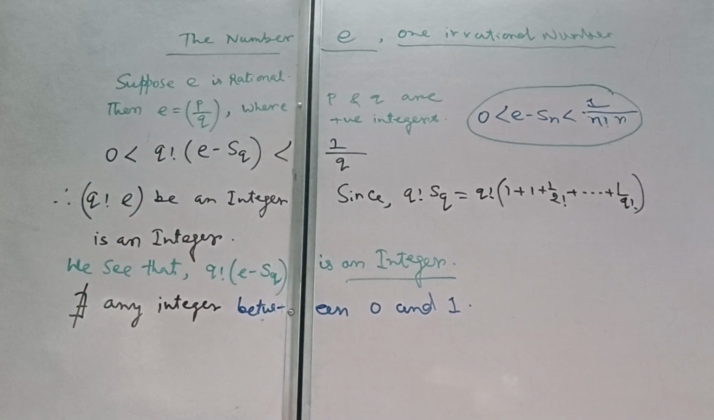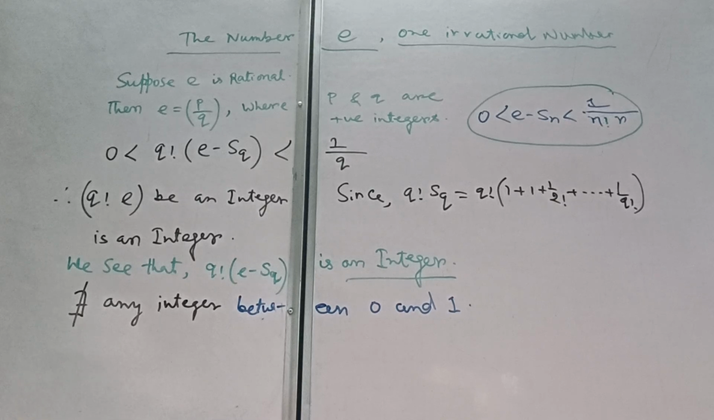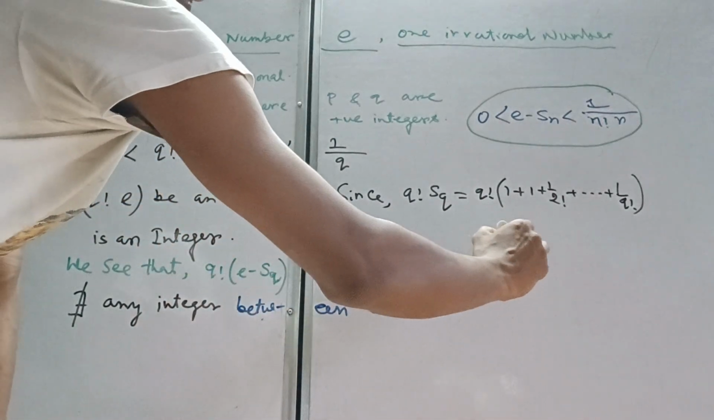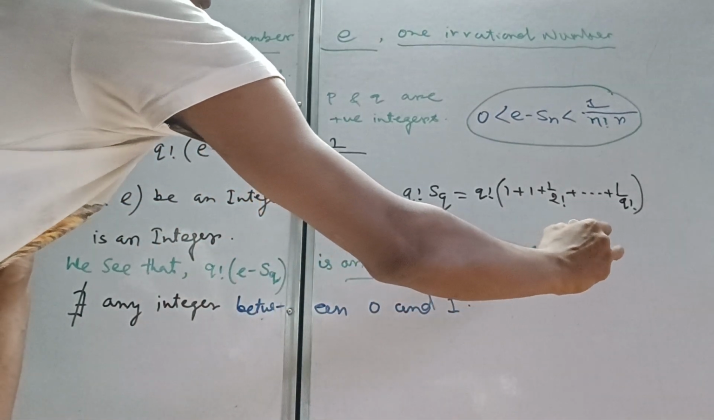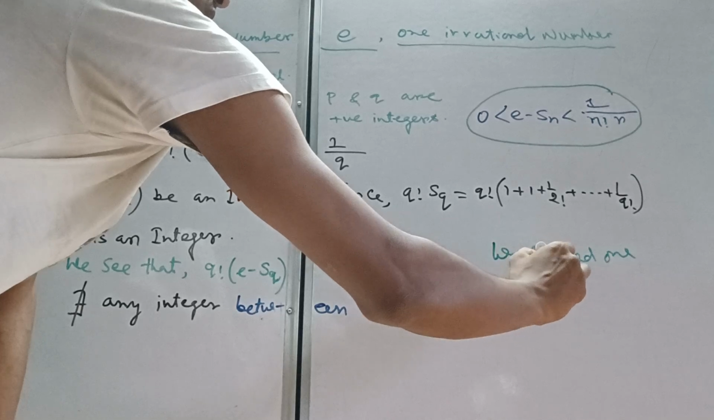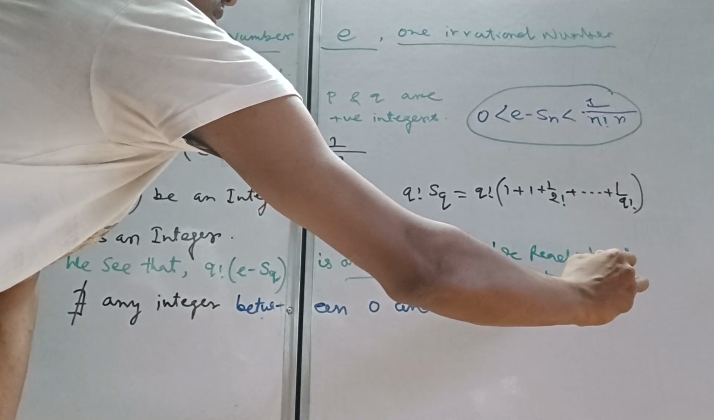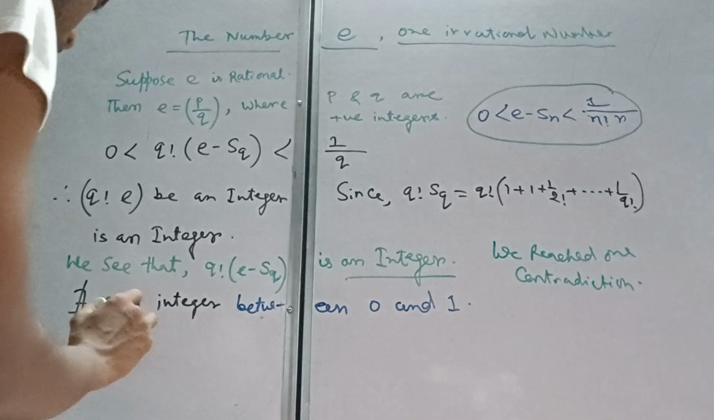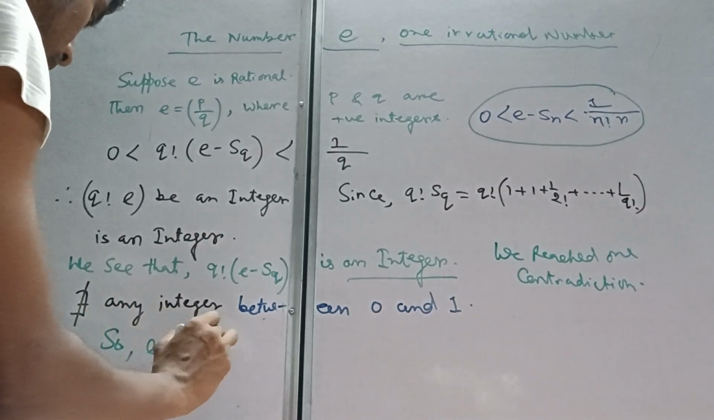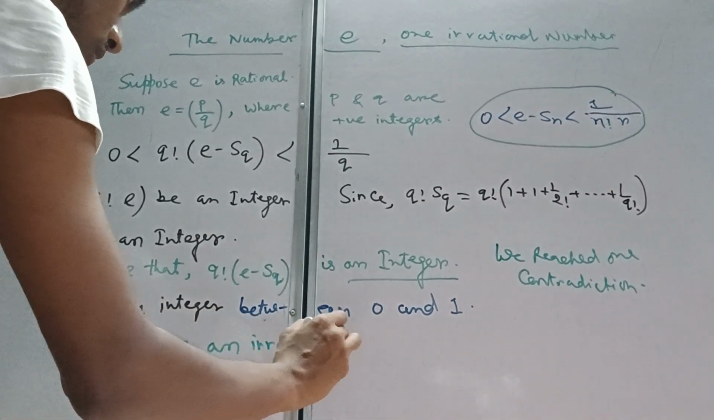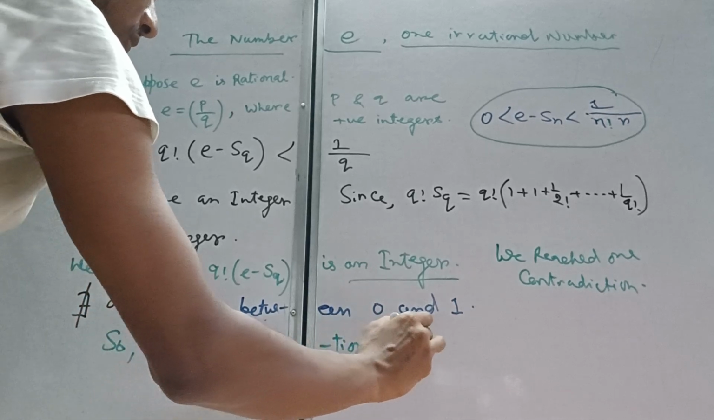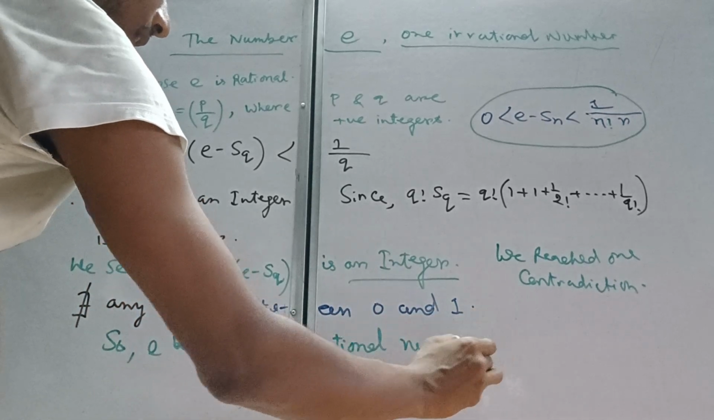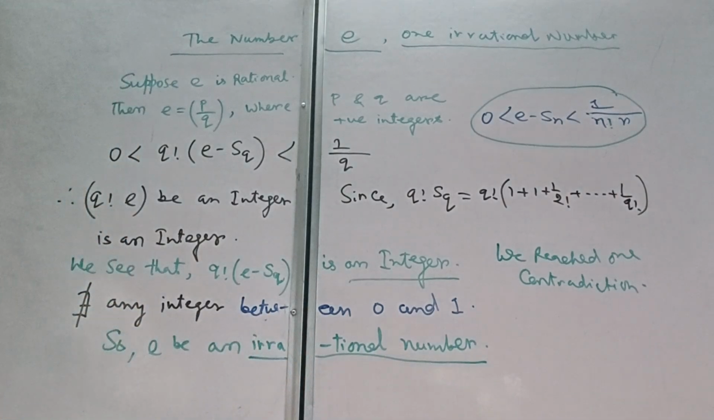So what happened here? We reached one contradiction. So e is an irrational number. Okay, so we prove this easily. e is an irrational number.